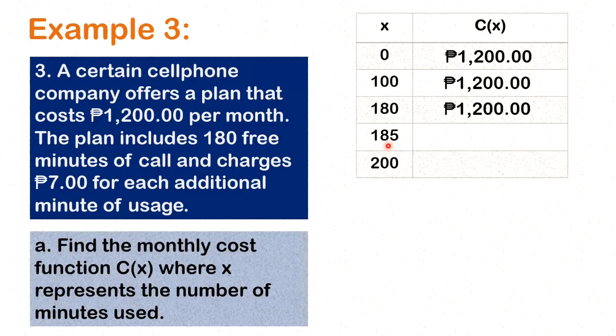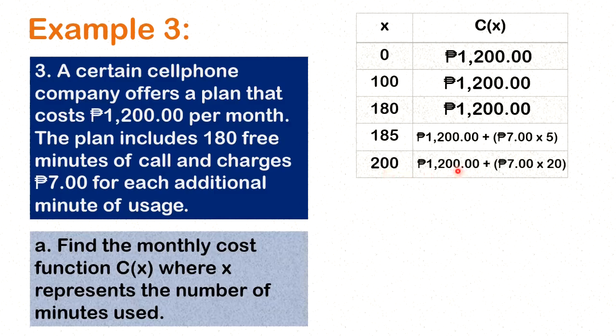So, magkano yung babayaran nyo? 1,200, right? That's the fixed amount, plus 7 pesos times the number of minutes na lumagpas sa 180. Okay? So, that's 5. Okay? So, you have like this. Yeah? 1,200, this is the fixed amount of the plan, plus 7 pesos times why 5 here? Because 5 minuto lamang yung lumagpas sa 180 minutes. Okay? What about, ang X natin is 200. Okay? Magkano yung kailangan nating bayaran?